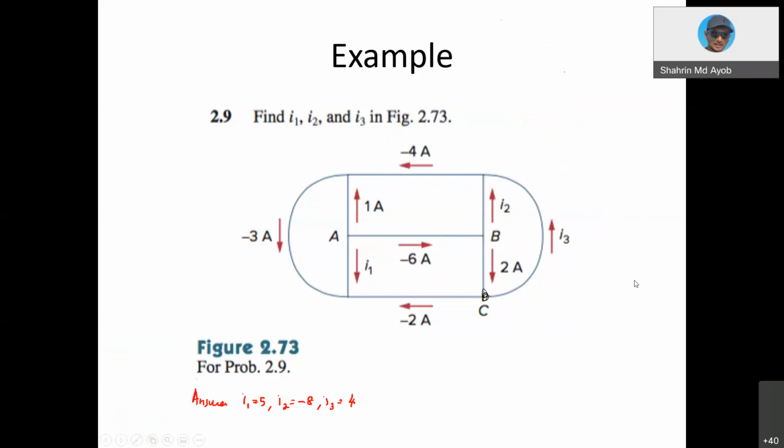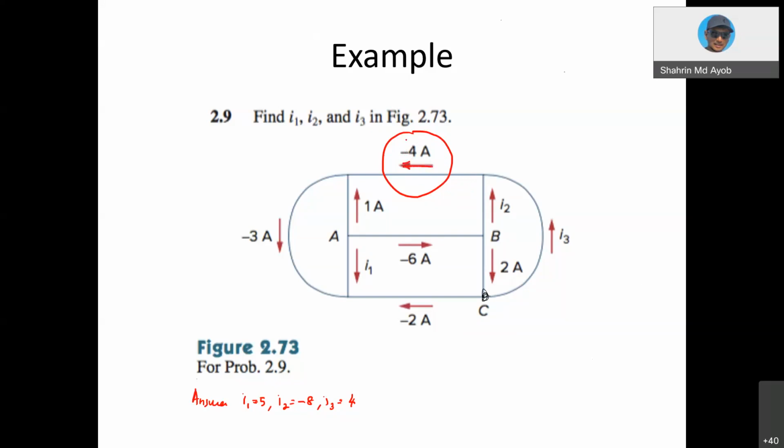Actually, it depends. -4 is going out also, no problem, from this node. So it's going out. It's actually not related to the current going out from the node or entering the node. What I want to highlight here is if you have this kind of direction and values, -4, but this direction is like this.